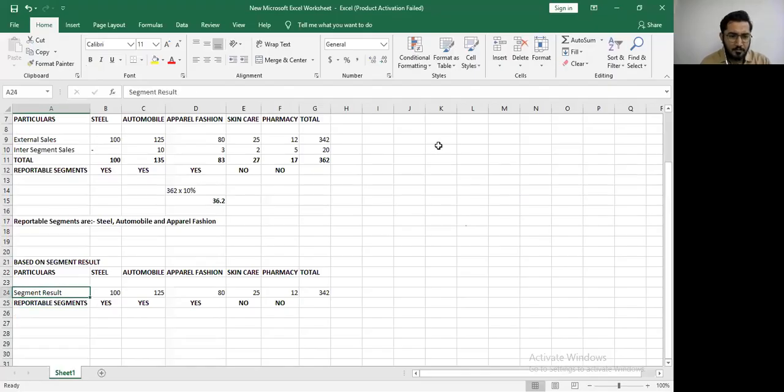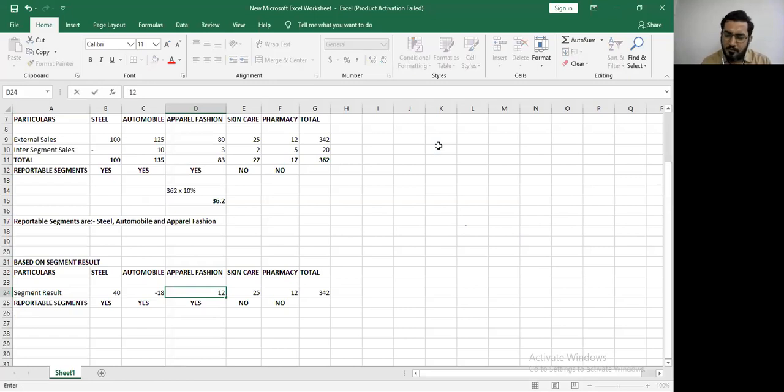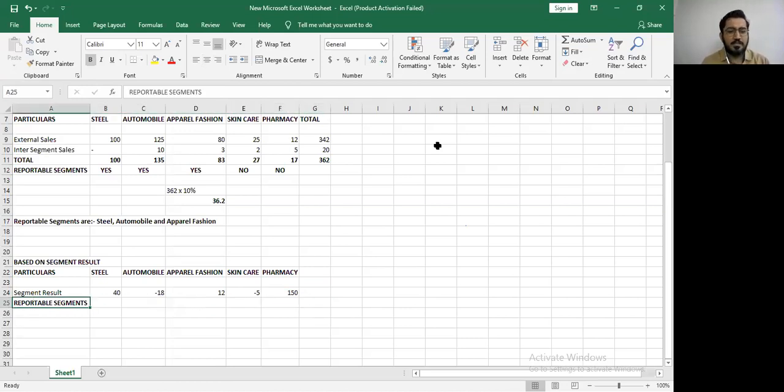So you have for steel profit of 40, for automobile loss of 18, for apparel fashion you have a gain of 12 but loss of 5 in skincare. So you have 12 minus 5, and for pharmacy you have 150. You do not need the total, so leave it over here. I hope you all are solving this question along with me. You do have a notebook and you are preparing proper formats and solving it properly. Right? Please do that.